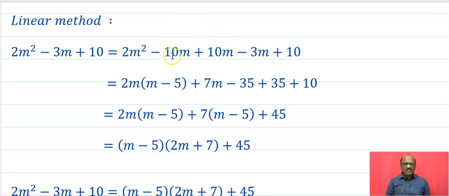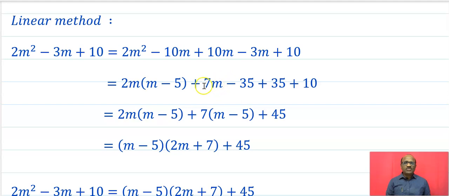Now see this here. Now take the 2m as common. Then in the bracket you will get m minus 5. Now see these are the two terms, that is 10m minus 3m plus 10. 10m minus 3m, then you will get 7m. Now from this 7m you will take the common as 7.